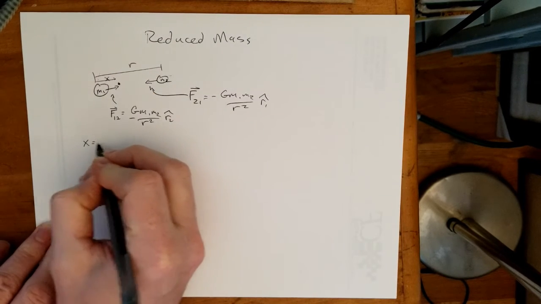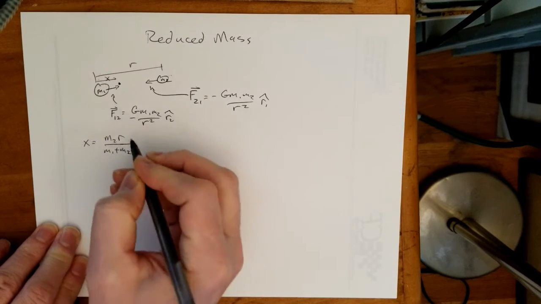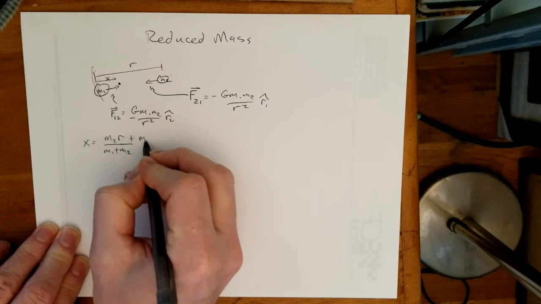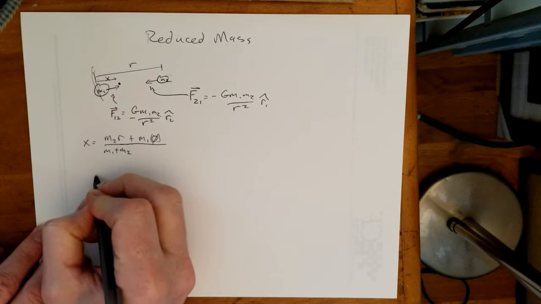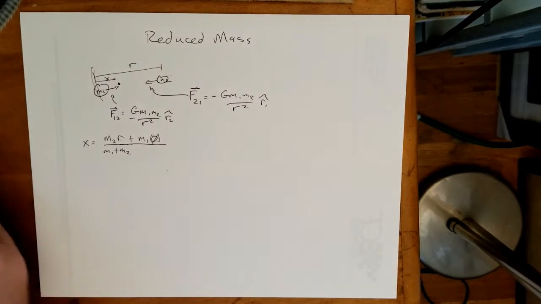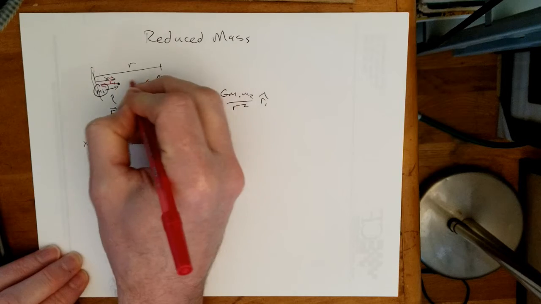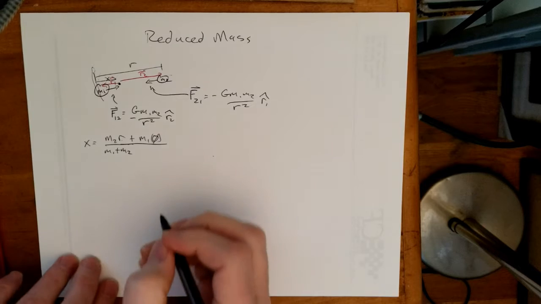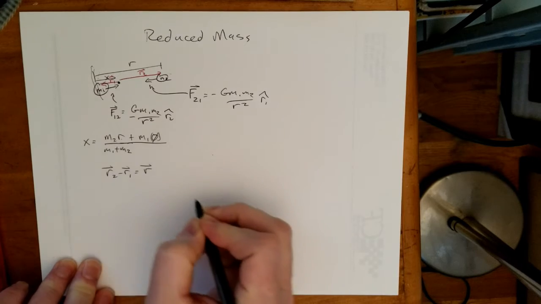And I know that it's sort of a weighted average, so x is m2 r over m1 plus m2. Technically, I'm using this as a reference right here, and it's m2 times r plus m1 times 0 over the total mass. And so defining this as r1 and defining that as r2, r2 minus r1 is equal to r.